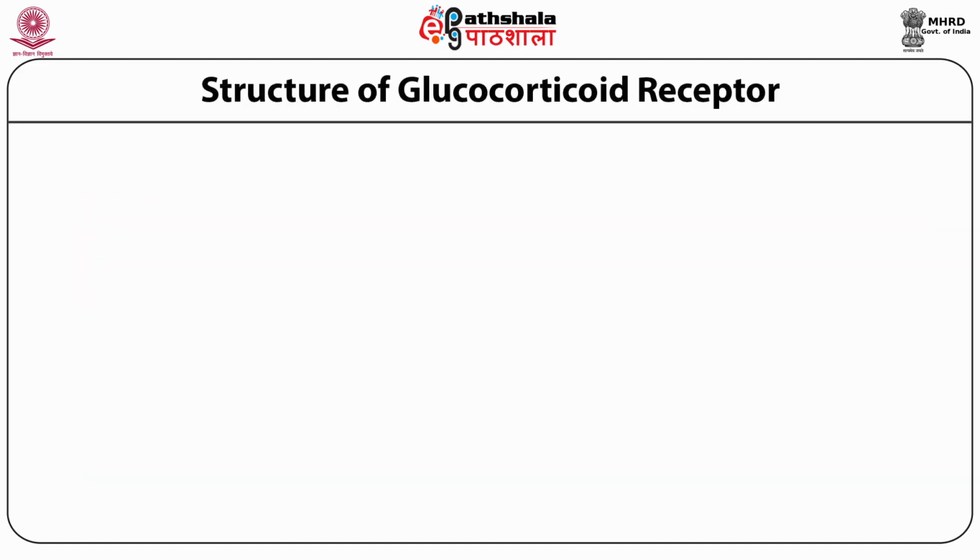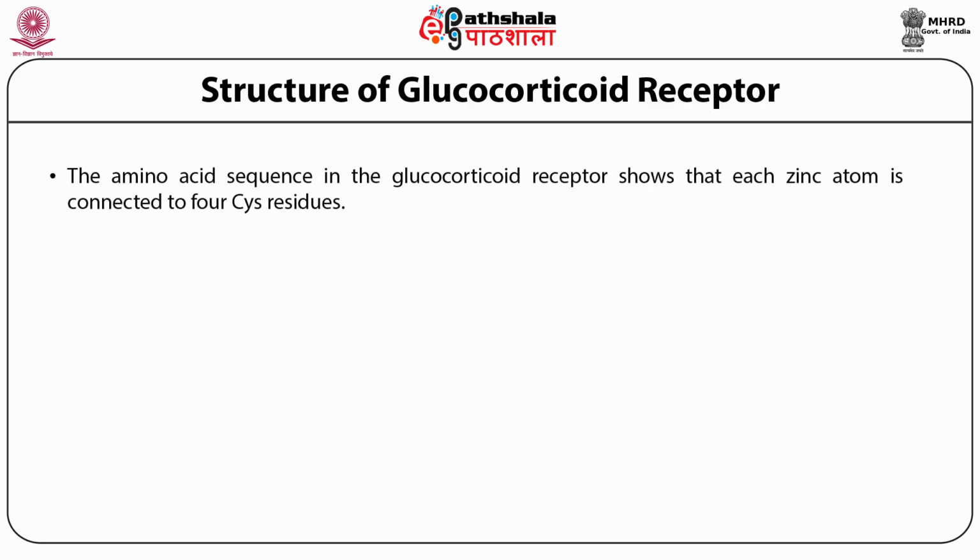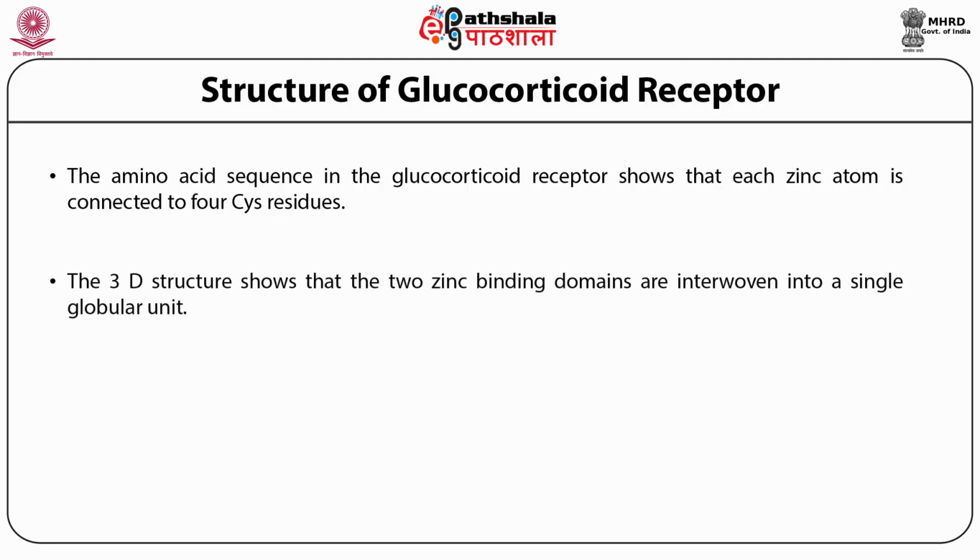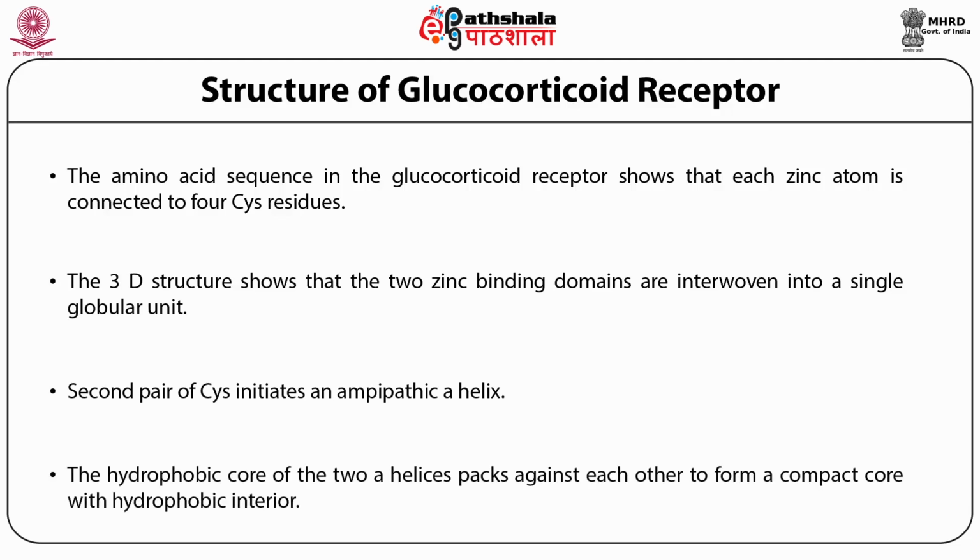Structure of glucocorticoid receptor. The amino acid sequence of glucocorticoid receptor shows that each zinc atom is connected to 4 cysteine residues. The 3D structure shows that the 2 zinc binding domains are interwoven into a single globular unit. The second pair of cysteines initiates an amphipathic alpha helix. The hydrophobic core of the 2 alpha helices packs against each other to form a compact core with a hydrophobic interior.